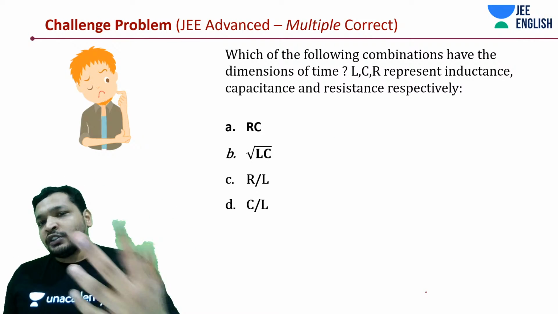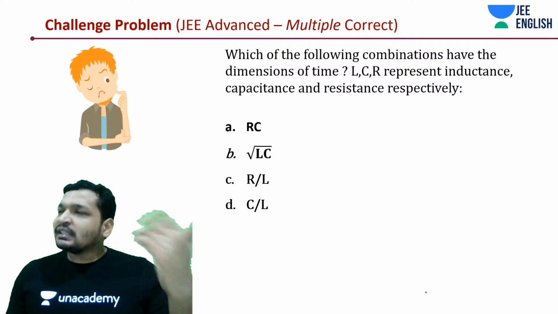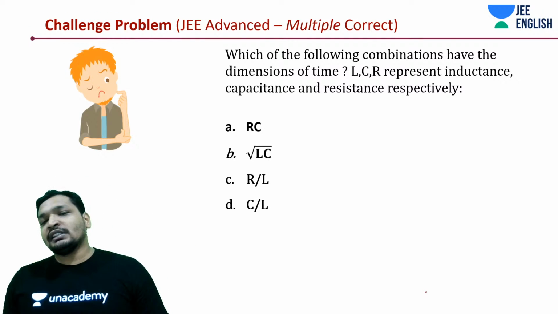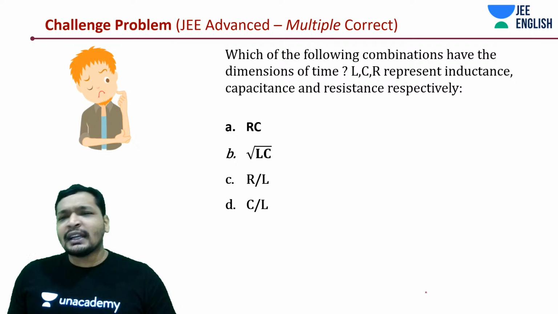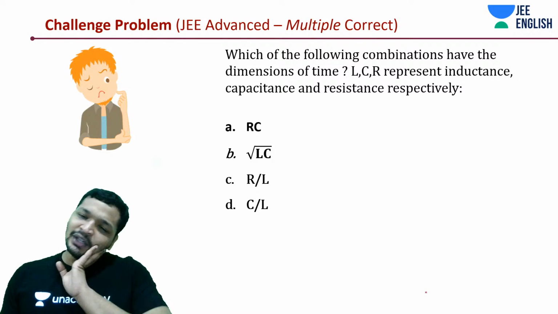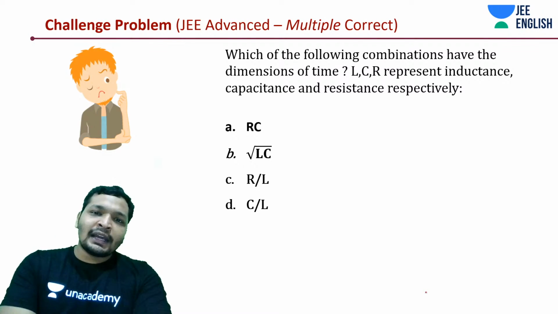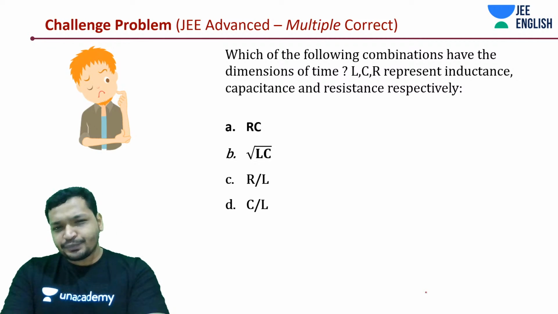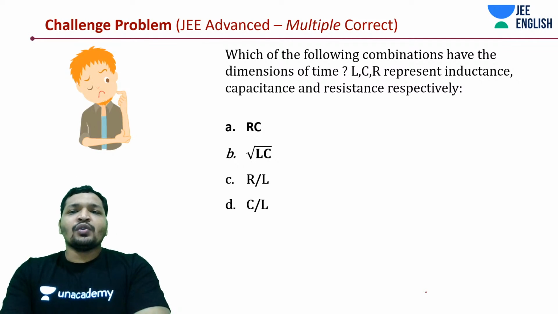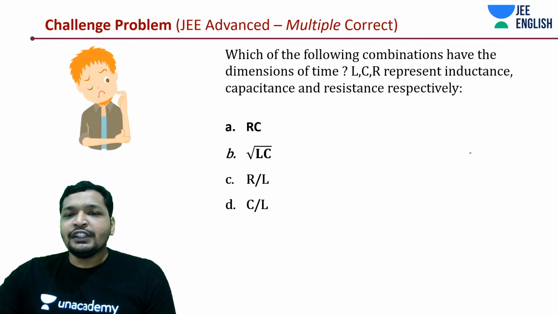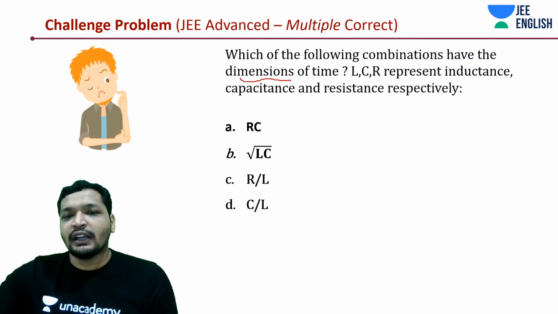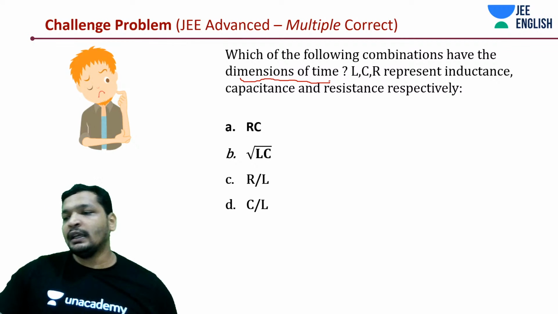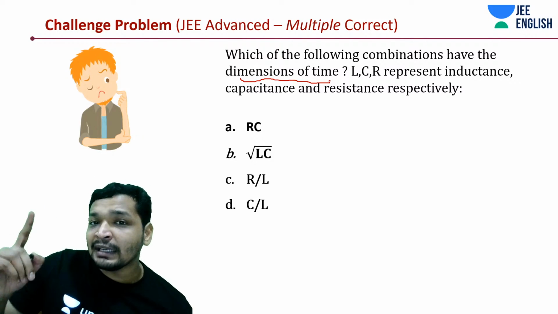This kind of question also came twice, actually thrice I believe, on a very similar thing. One time it was one correct answer, one time it was a numerical answer, and twice it was multiple correct answer. So what are they asking you? Which of the following combinations have dimensions of time? Any guesses? There are multiple correct answers.